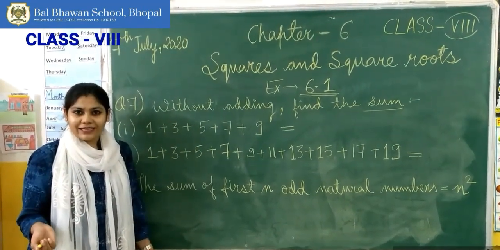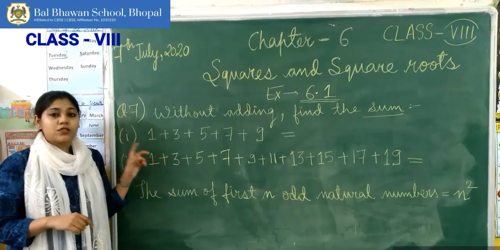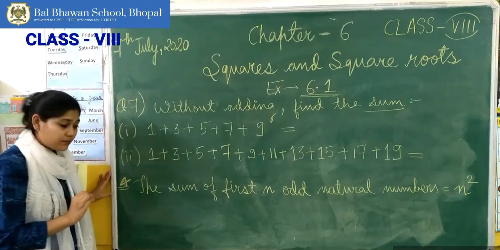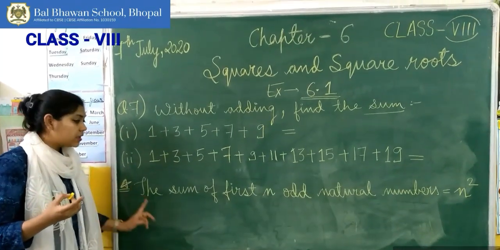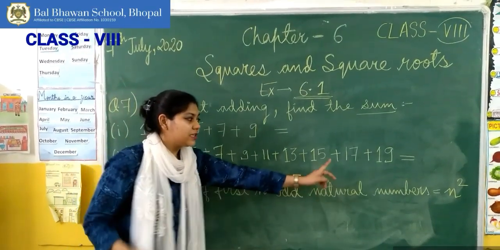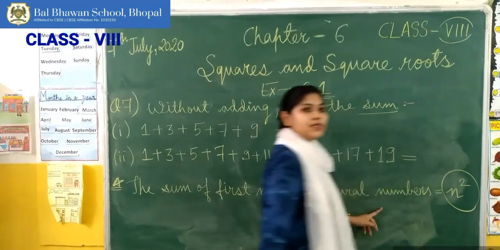We need to add the numbers but without adding them. Don't you find it funny? Yes. Actually, we are going to use one property. Okay. So there is one property. This is property, children. Property of square numbers, which says that the sum of first n odd natural numbers is always equal to n square.